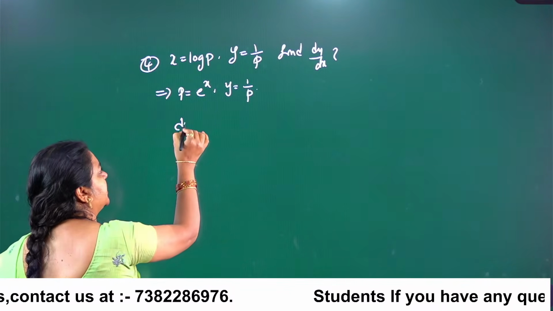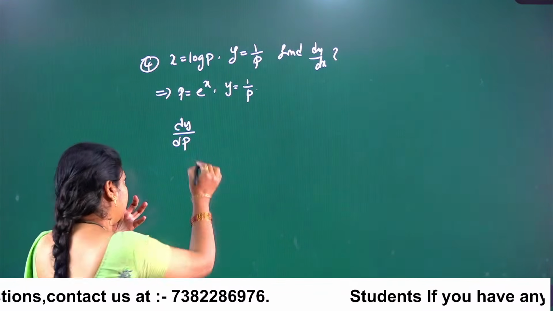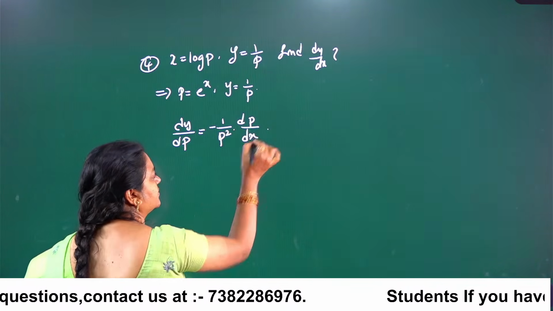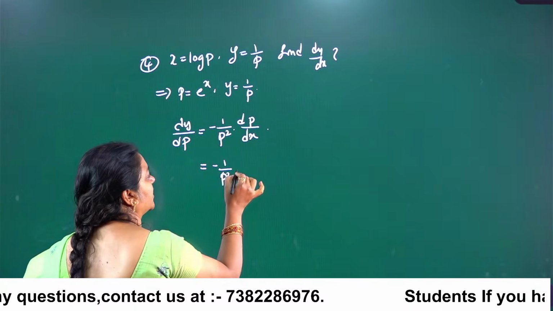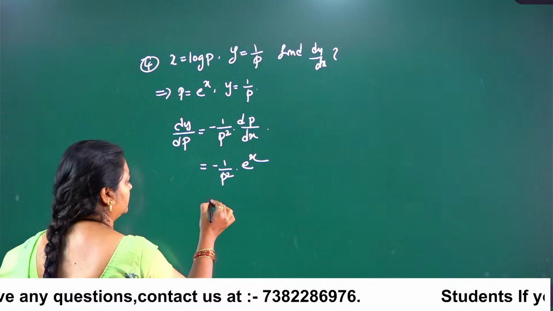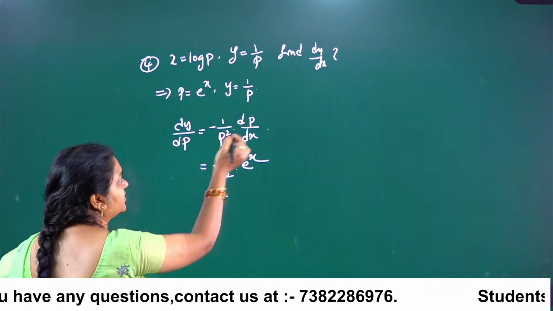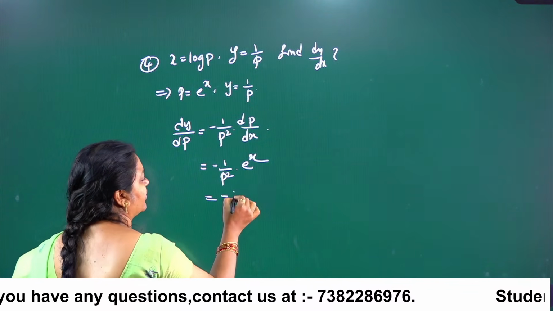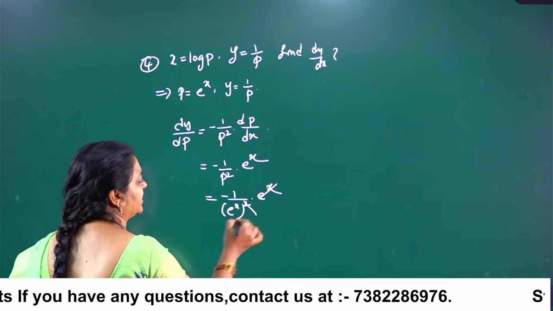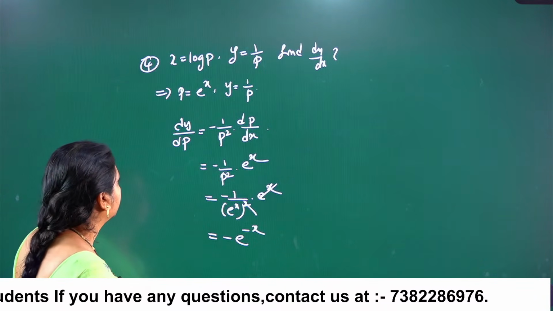Since p is the variable, we will find dy by dp, which is minus 1 by p square, and the derivative of p is dp by dx. The derivative of this one, e power x, is e power x only. So p is equal to e power x, and we get minus 1 by (e power x) whole square into e power x. One e power x will get cancelled, giving e power minus x. This is dy by dx.